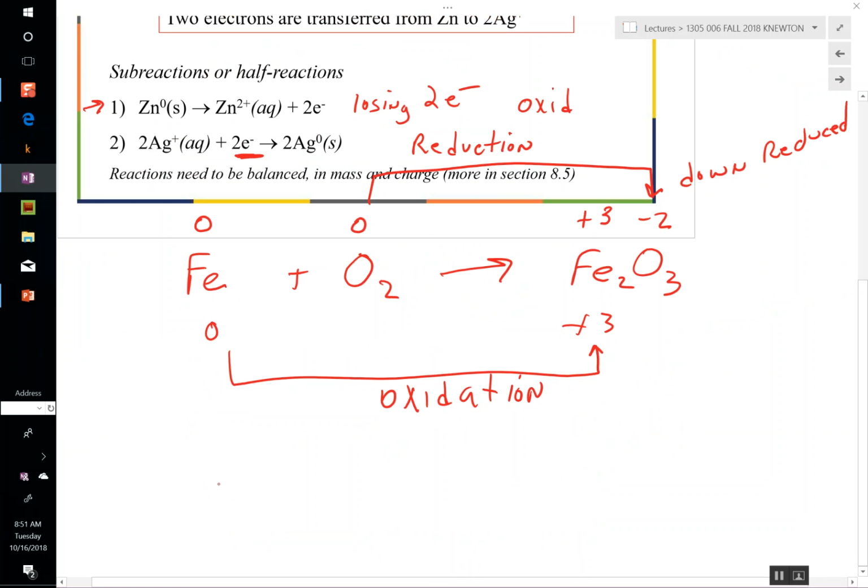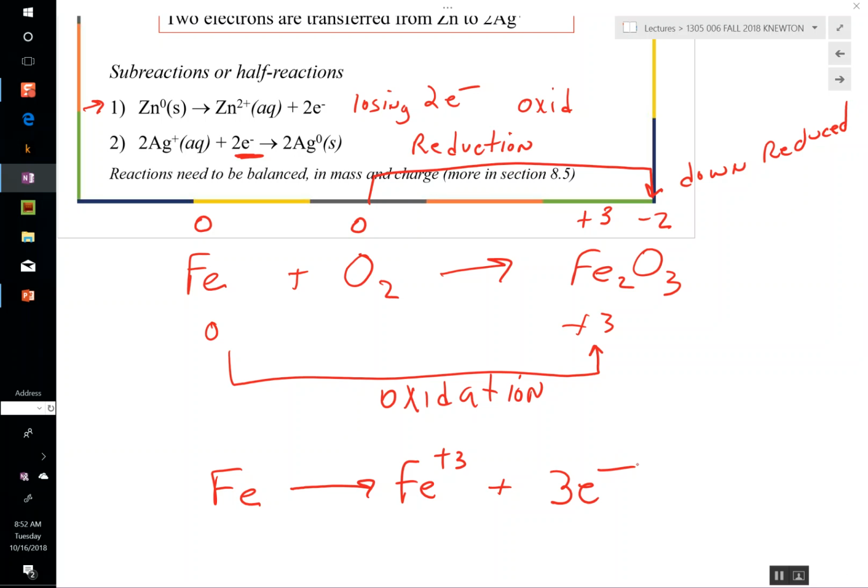And if you think about it, the iron became a +3 ion. And how did it do that? By how many electrons did it lose? 3 electrons. It lost 3 electrons. That's how it got that +3 charge. It gave up 3 of its electrons to oxygen.